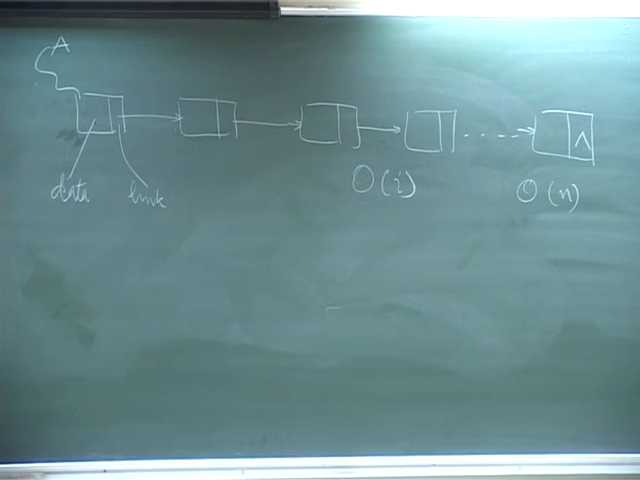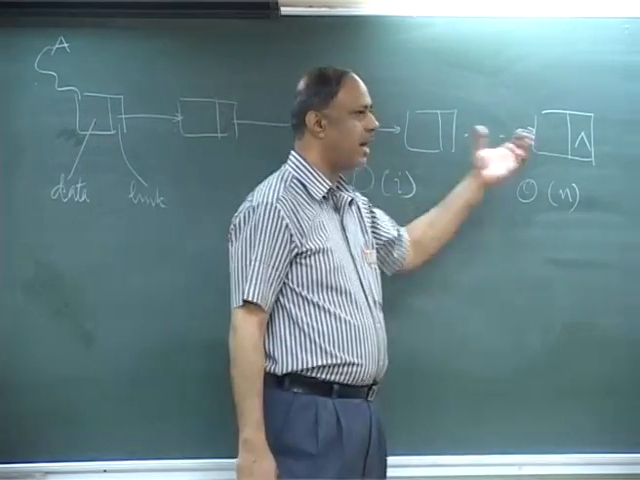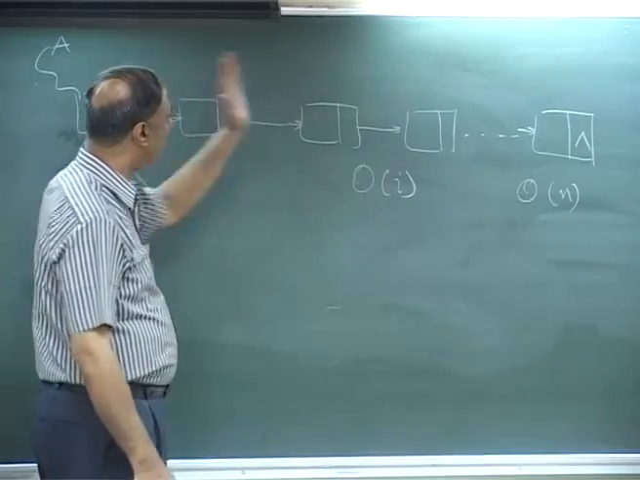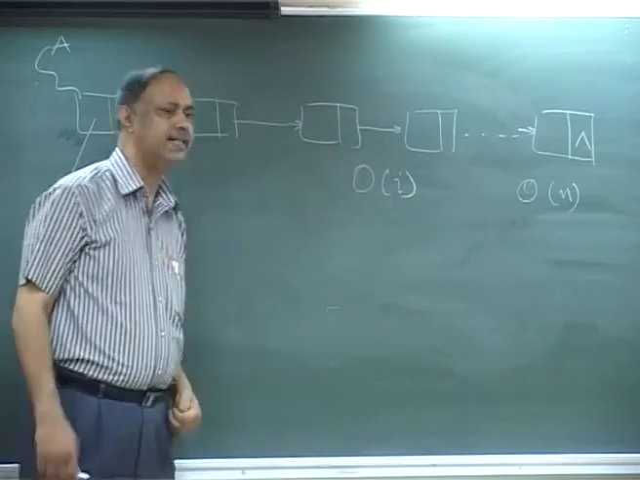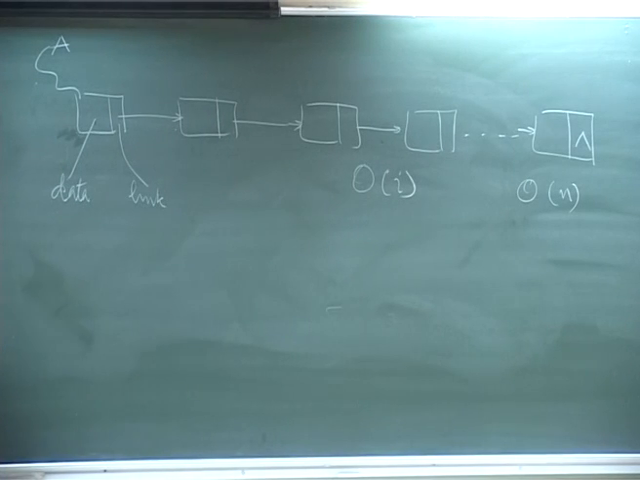Suppose I want to modify the nth element or ith element, then I have to go up to ith position and then modify that, which takes order i times. Now, what happens? The insertion and deletion.